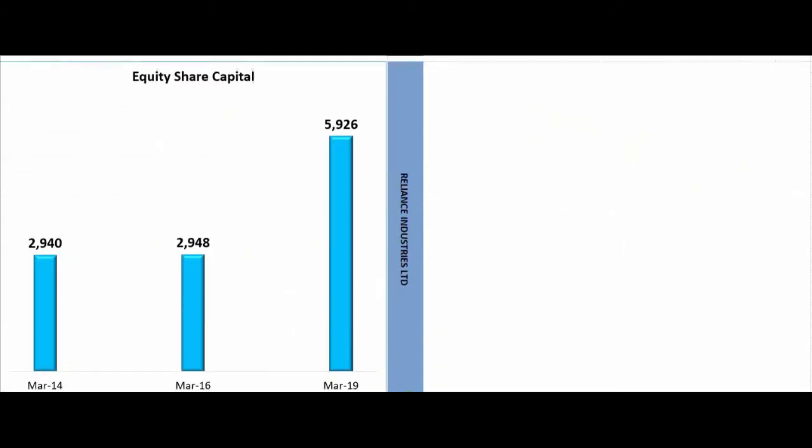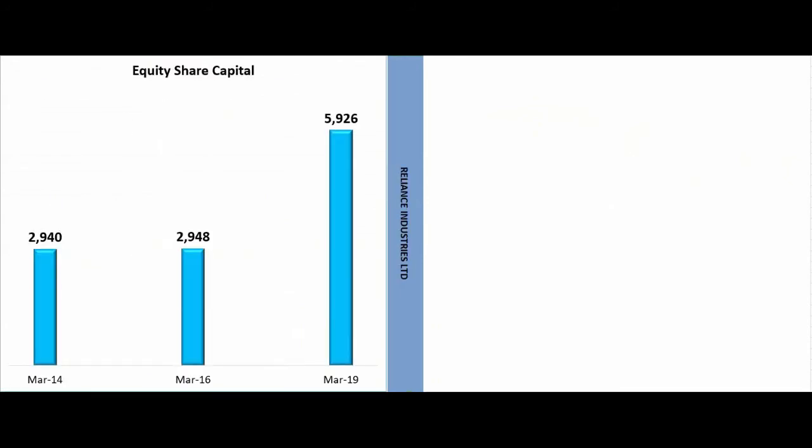Let's move on to the balance sheet analysis. If I missed out any of these ratios, I'll cover it later in the separate ratio analysis. Equity share capital over March 14 to 16 was flat at 2,900 crores, whereas in March 19 it has almost doubled to 5,926 crores. So the company must have issued additional either bonus shares, or in some way the capital has increased because of those issues.